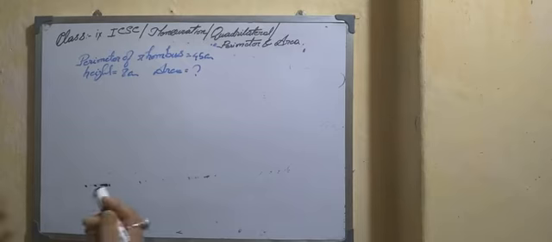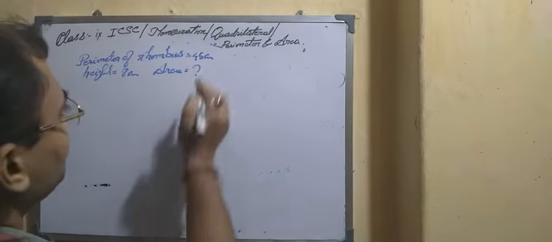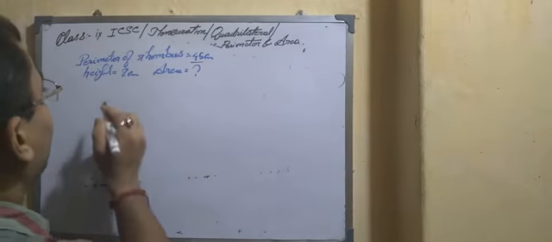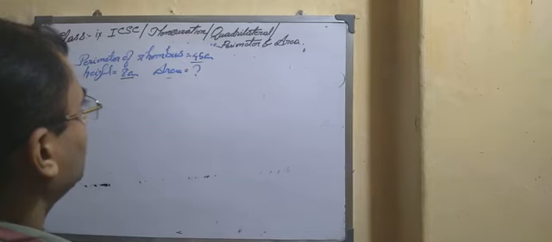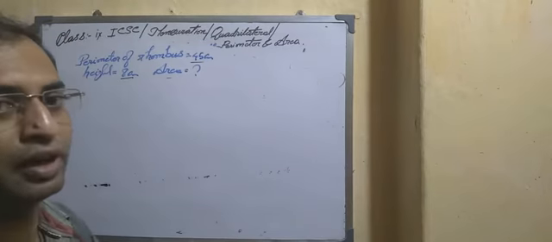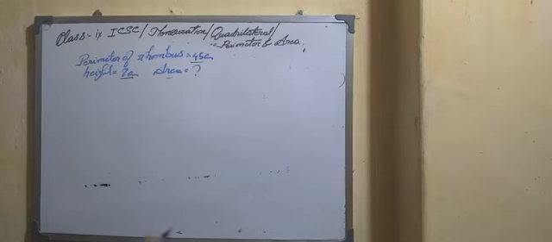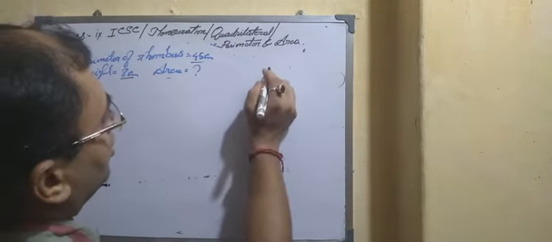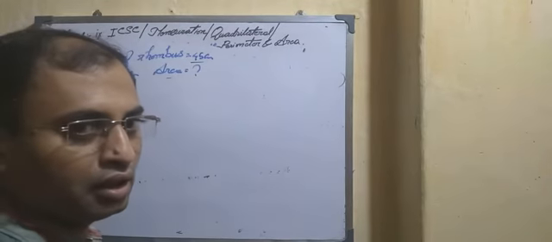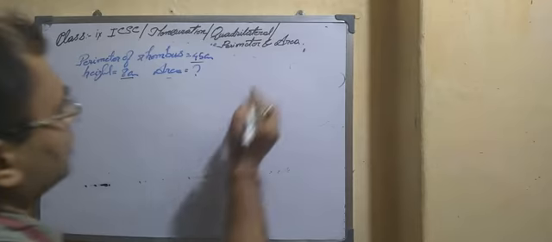Now friends, another problem is here. The perimeter of a rhombus is 45 centimeter, height is 8 centimeter, and find out the area. So what is the formula of a rhombus? That is that I know, half into product of diagonal.